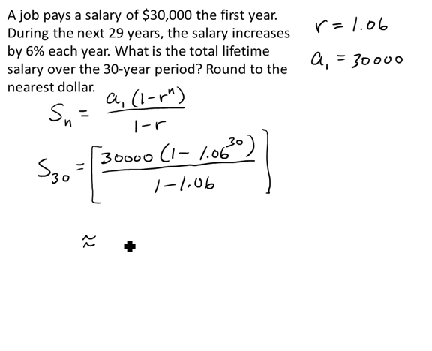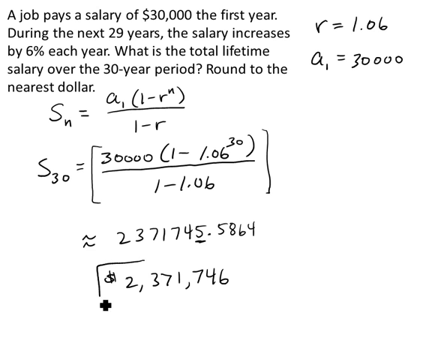we get a value of 2,371,745.5864 and so on. So rounding to the nearest dollar, the next digit after that's a 5, so that would have to get bumped up to a 6 there. So we'd have 2,371,746 as our answer rounded to the nearest dollar.